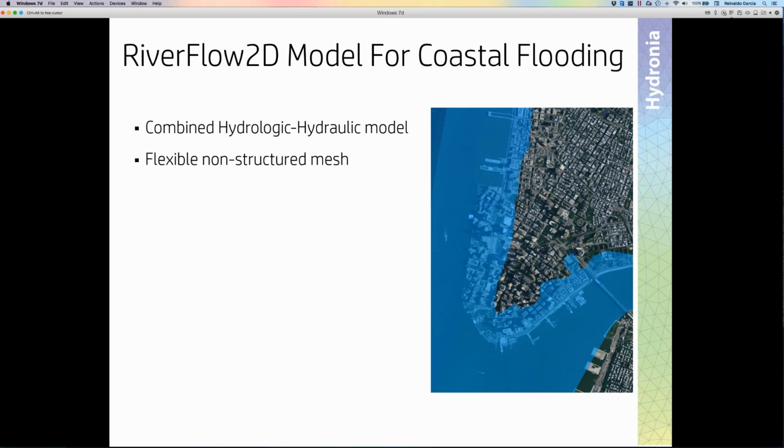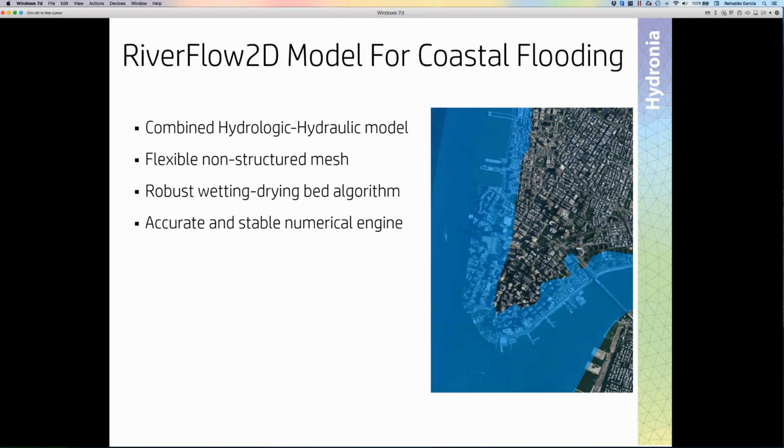I would suggest that the main characteristics of the River Flow 2D model is that it's based on flexible non-structured mesh. I will talk about this and why it's so important for flooding of coastal areas. It has a robust wetting and drying bed algorithm that accounts for the drying of the area when you have no more flooding. The numerical engine is very fast, accurate, and very stable. It can handle hydraulic structures in 2 dimensions. I will talk a little bit about this too.